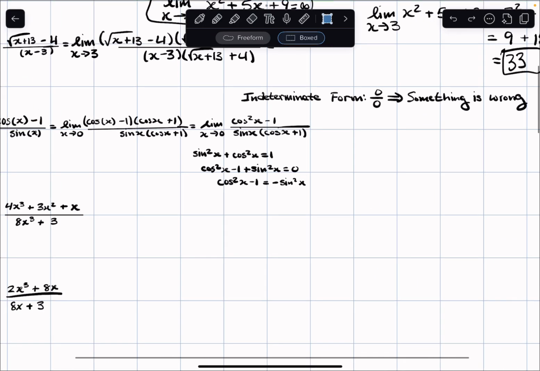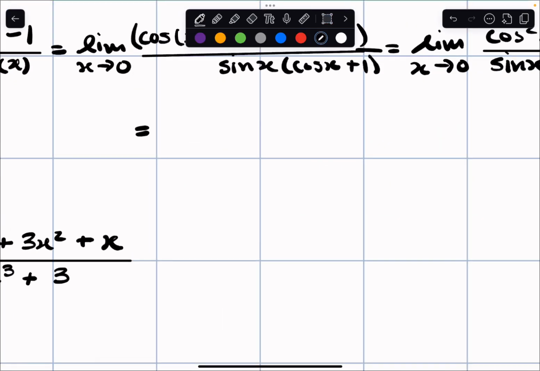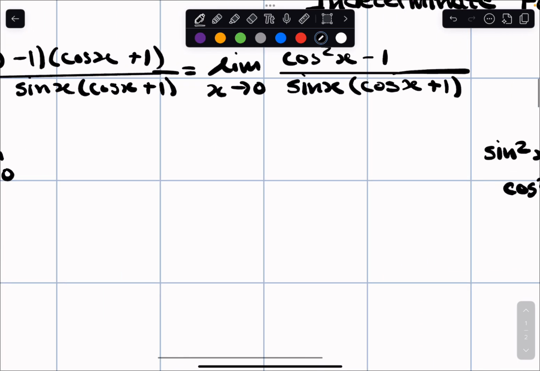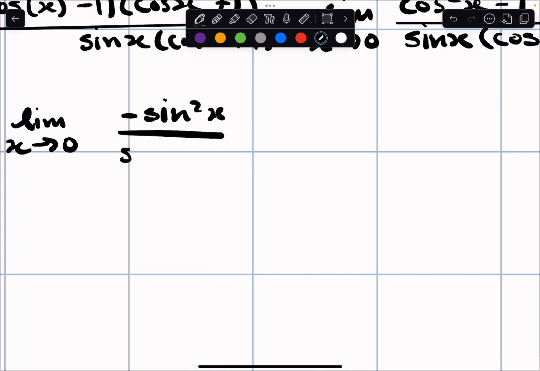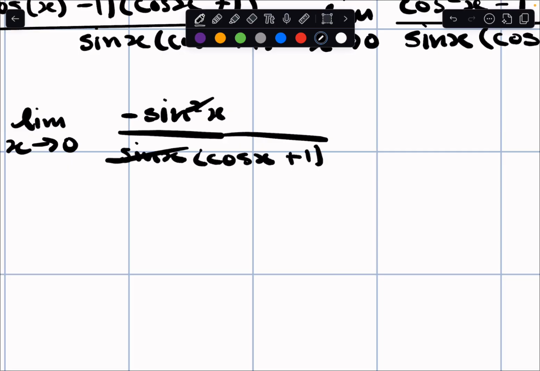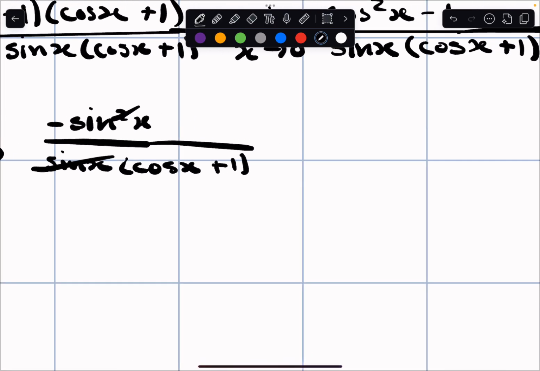So let's move this out of the way so we have more room to solve the problem. And I have the limit as x approaches 0 of now negative sine squared of x over sine of x times cosine of x plus 1. And now since I have sine of x on the outside, this can cross out, and only one sine of x will cross out, and we have just minus sine of x.